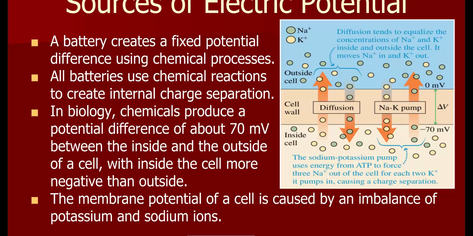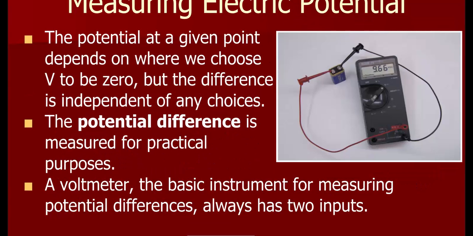So I'm not getting into too much detail here on the biology, but that's why cells typically have a 70 millivolt difference here between the inside and the outside of the cell. Yeah, and like I said, it's just caused by the difference in those 2 ions. Okay, so if you're going to measure electric potential, you're going to use something like a voltmeter.